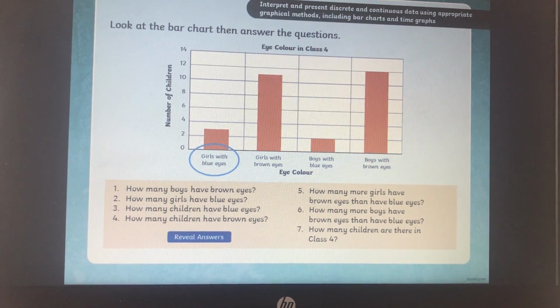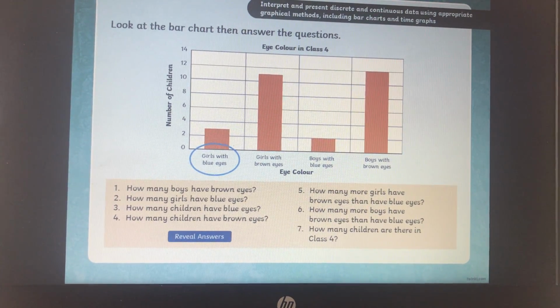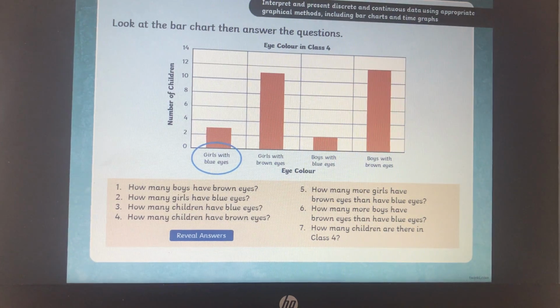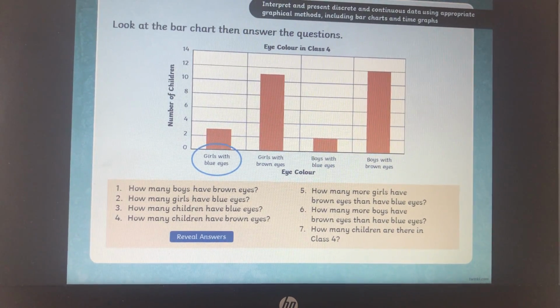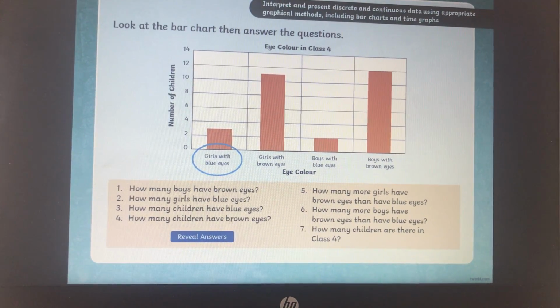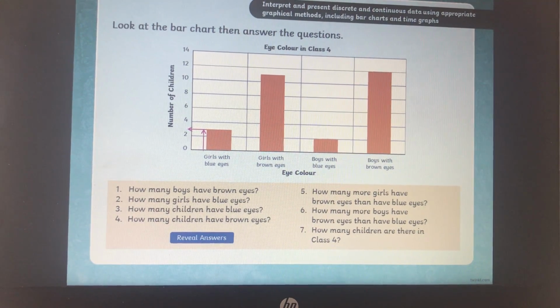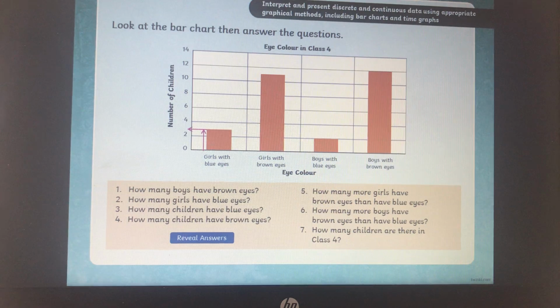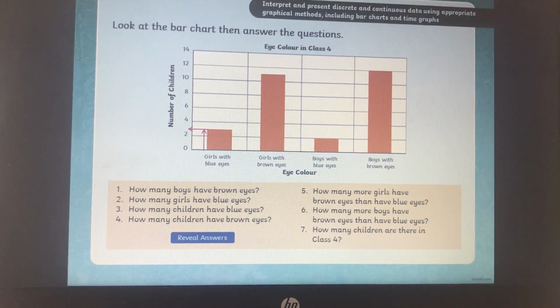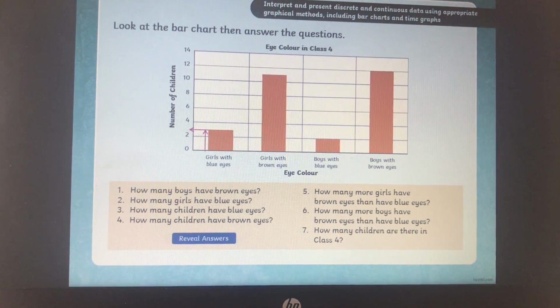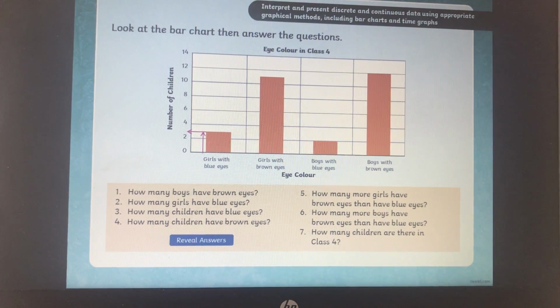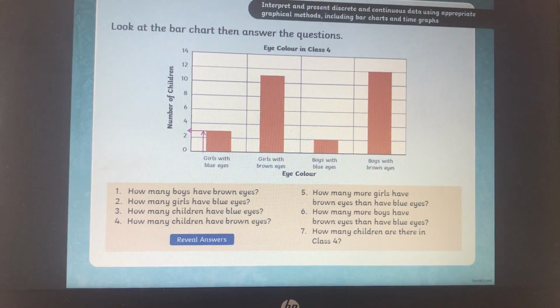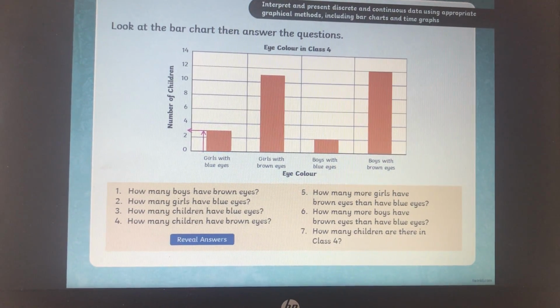Question 2. How many girls have blue eyes? This time we're looking at the first bar, but we're going to use the same strategy. Look up to the top of the bar and then across to the scale. This time the arrow sits between 2 and 4. So the number of girls with blue eyes has to be 3.